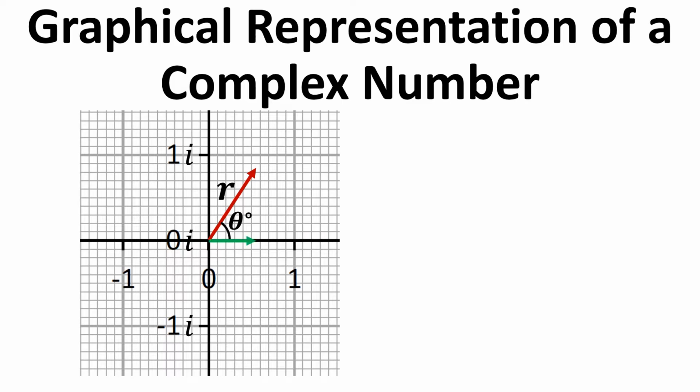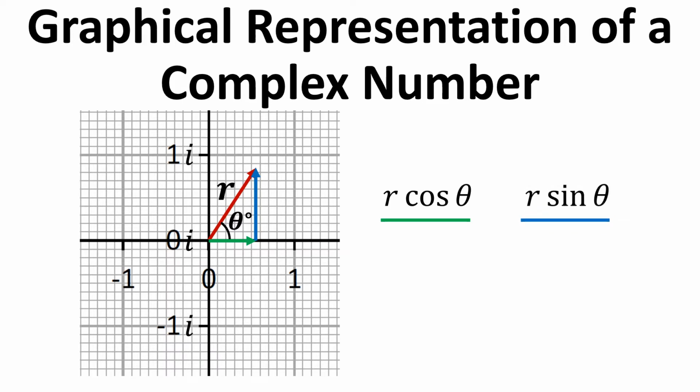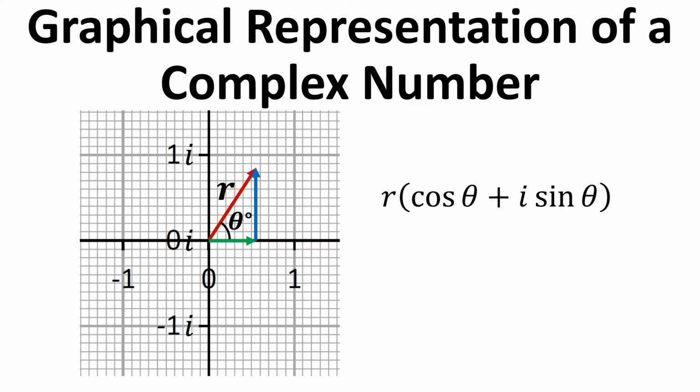Now, the real part of this, the magnitude, is given by r cos theta, and the magnitude of the imaginary part is r sin theta. So if we put in plus i to complete this, overall we've got a complex number form. We can simplify this to r(cos theta + i sin theta). So this is representing the complex number given by the red arrow shown here, and we can see it in graphical form, and also in equation form.